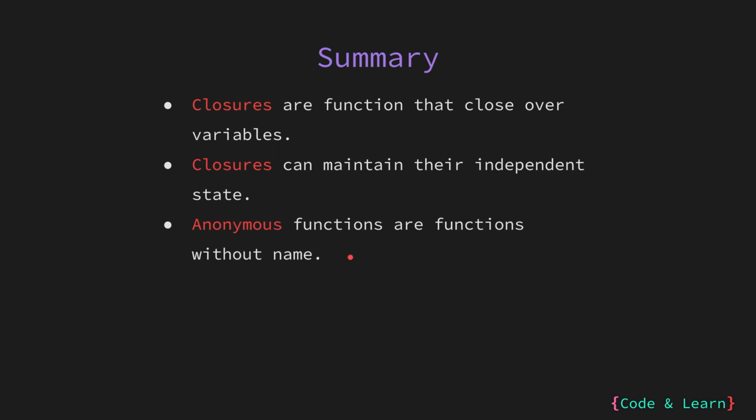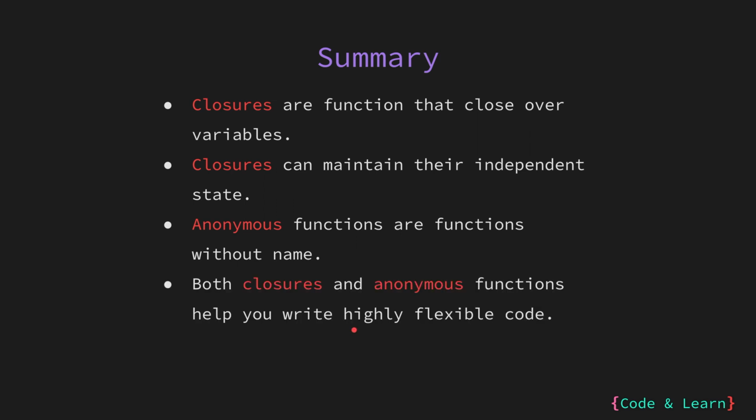Next, we looked at anonymous functions, also known as function literals or lambdas. These are functions that are defined without a specific identifier. They can be created on the fly and used where they are defined. Both closures and anonymous functions are powerful tools that provide flexibility in how you structure and design your code. They allow you to define behavior in a localized and context-specific manner. This can lead to code that is modular, expressive, and adaptable to different situations.